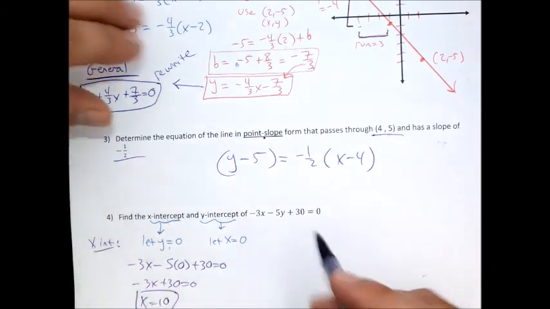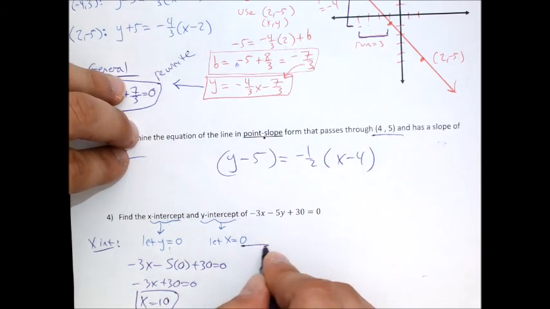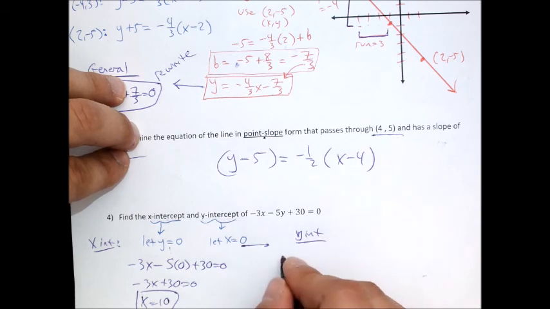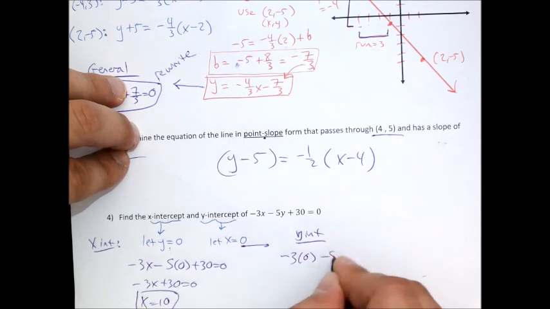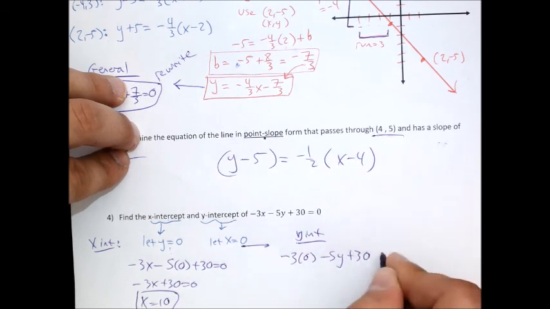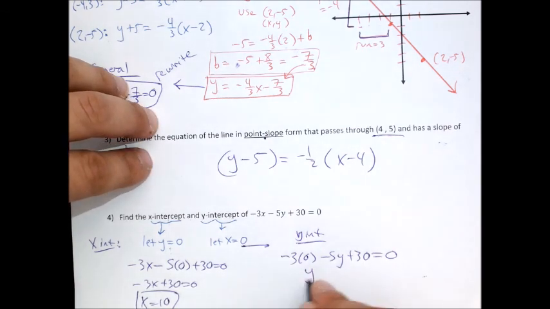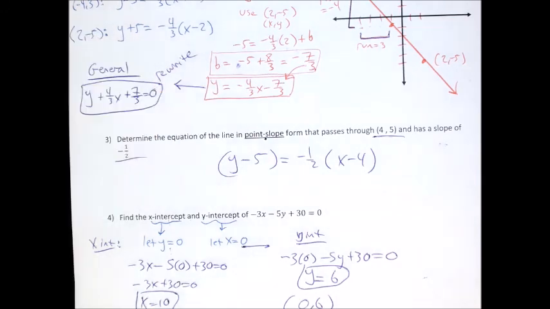For the y-intercept, we plug in x equals 0. And so for the y-intercept, we get the following. Minus 3 times 0 minus 5y plus 30 equals 0. And when we solve for y, we get y equals 6. And so the y-intercept is 0, 6. And then we're all set.